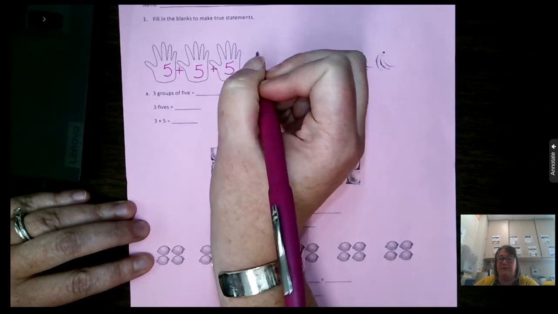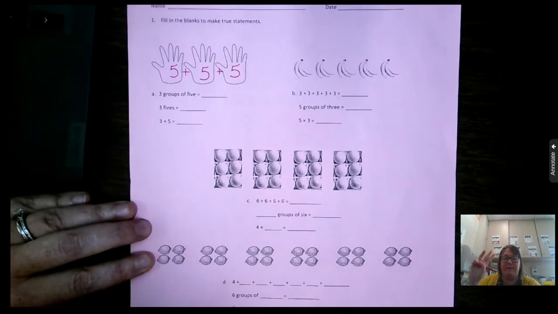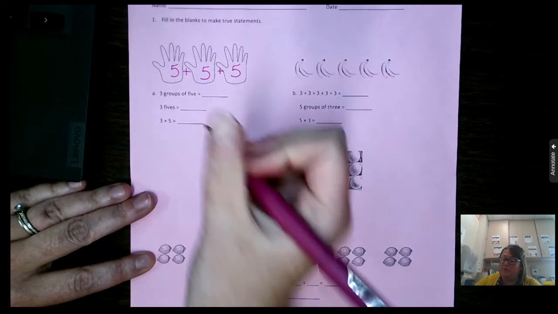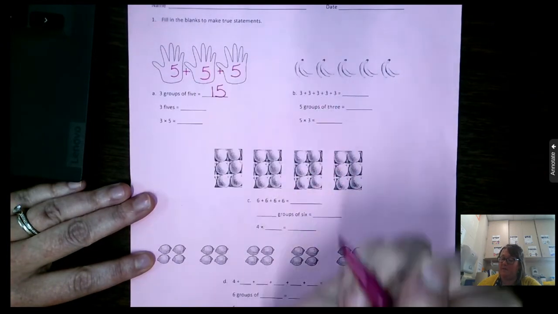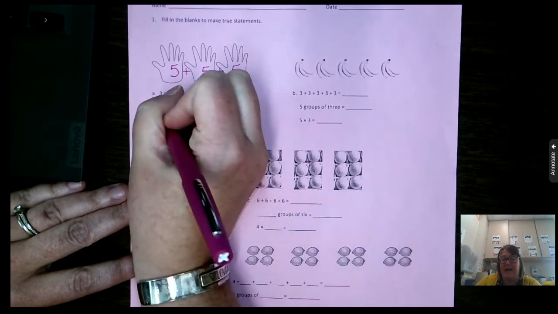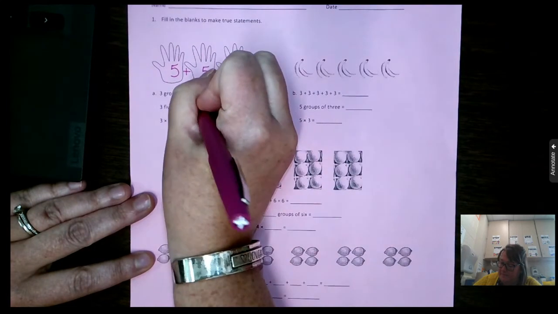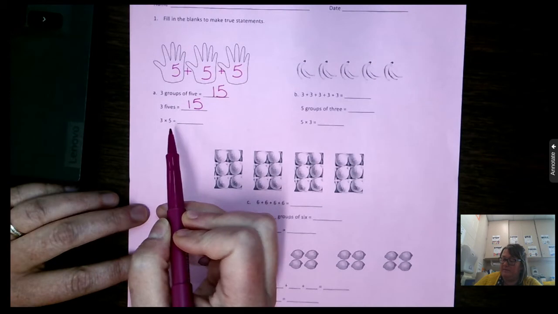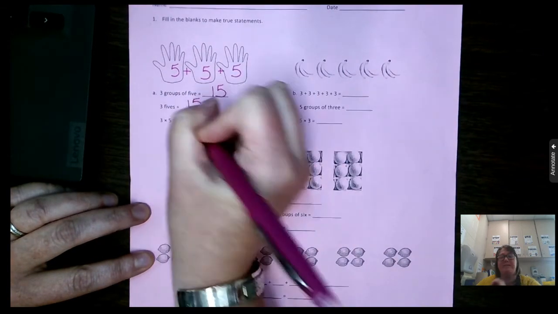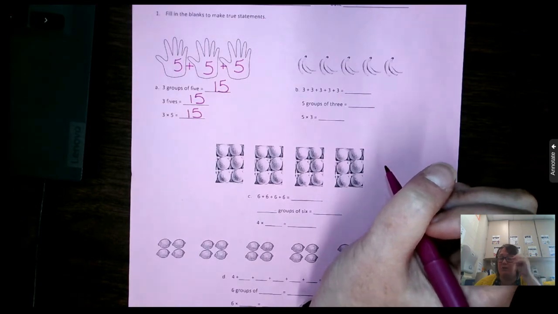So let's do that, boys and girls. Let's do it together. Ready? 5, 10, 15. We counted by 5s 3 times. So we know that 3 groups of 5 equals 15, which means that 3 5s equals 15. Good. Which means that 3 times 5 equals 15. Do we see how easy that was to multiply? So we just multiplied and we just did it like that. So nice job, 3rd graders.